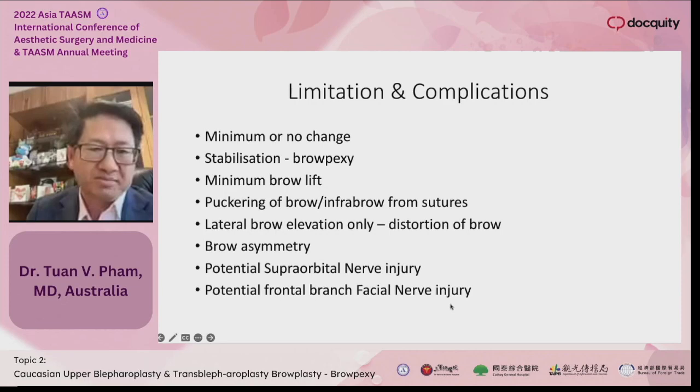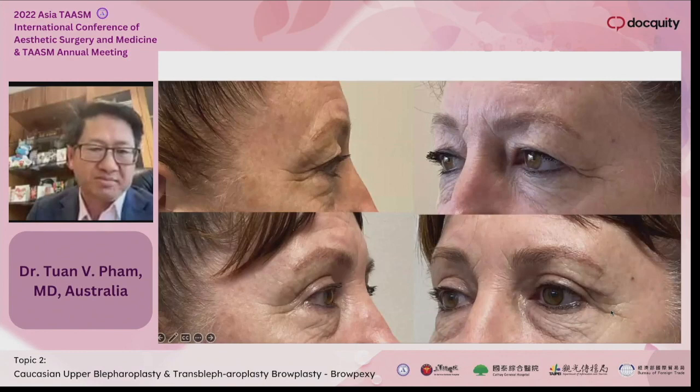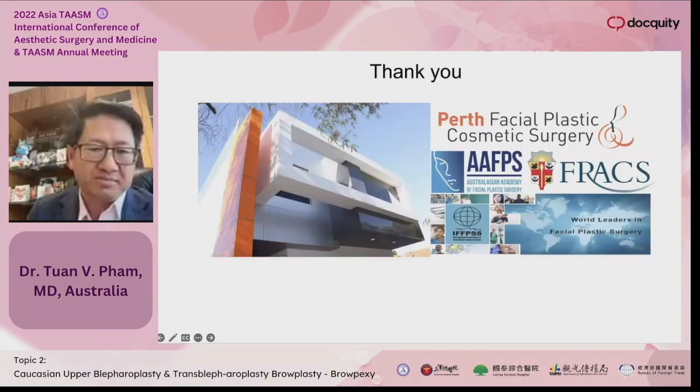So some results, this is a more moderate laxity, but it's an improvement, okay? There has to be improvement rather than doing a full brow lift on her. And if you just do skin alone, I think the brow will come down. So thank you very much. Complication-wise, touch wood, mainly the bit of bruising, bit of swelling, but there's no real injury to any nerve or vessel that I can think of.